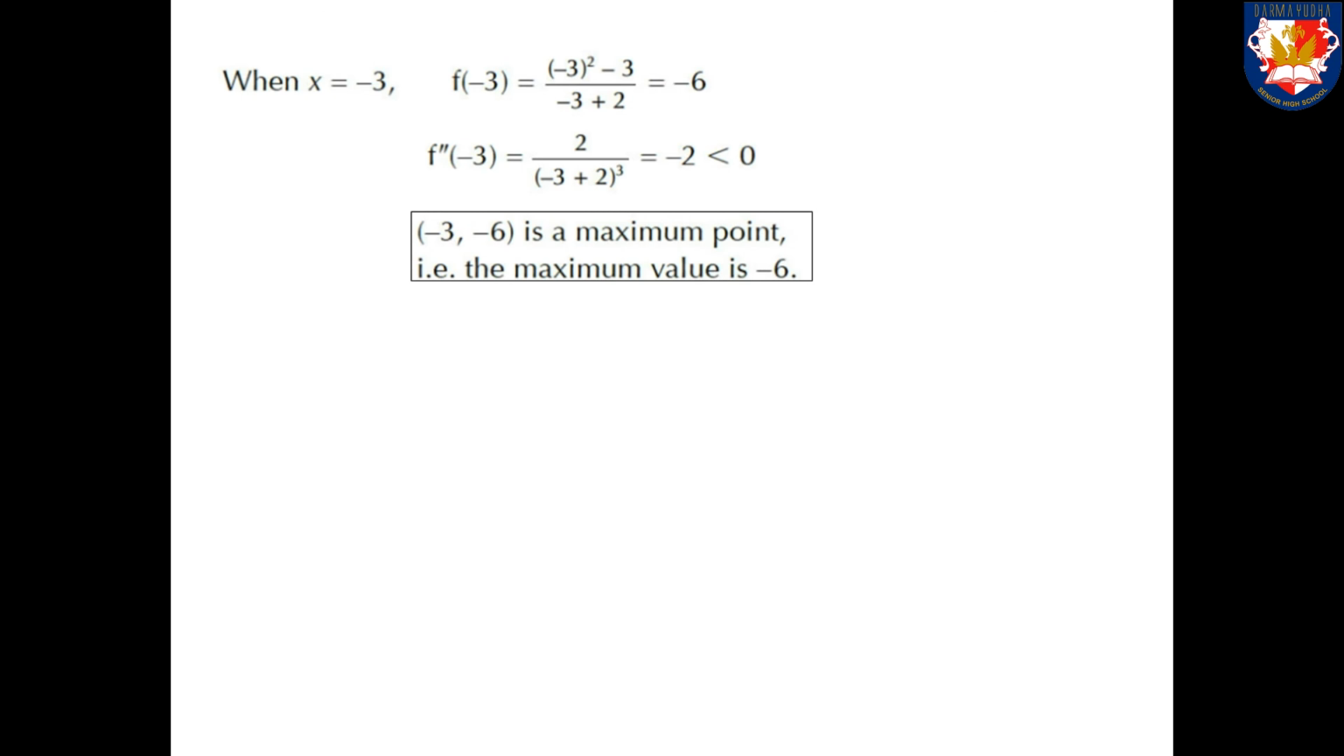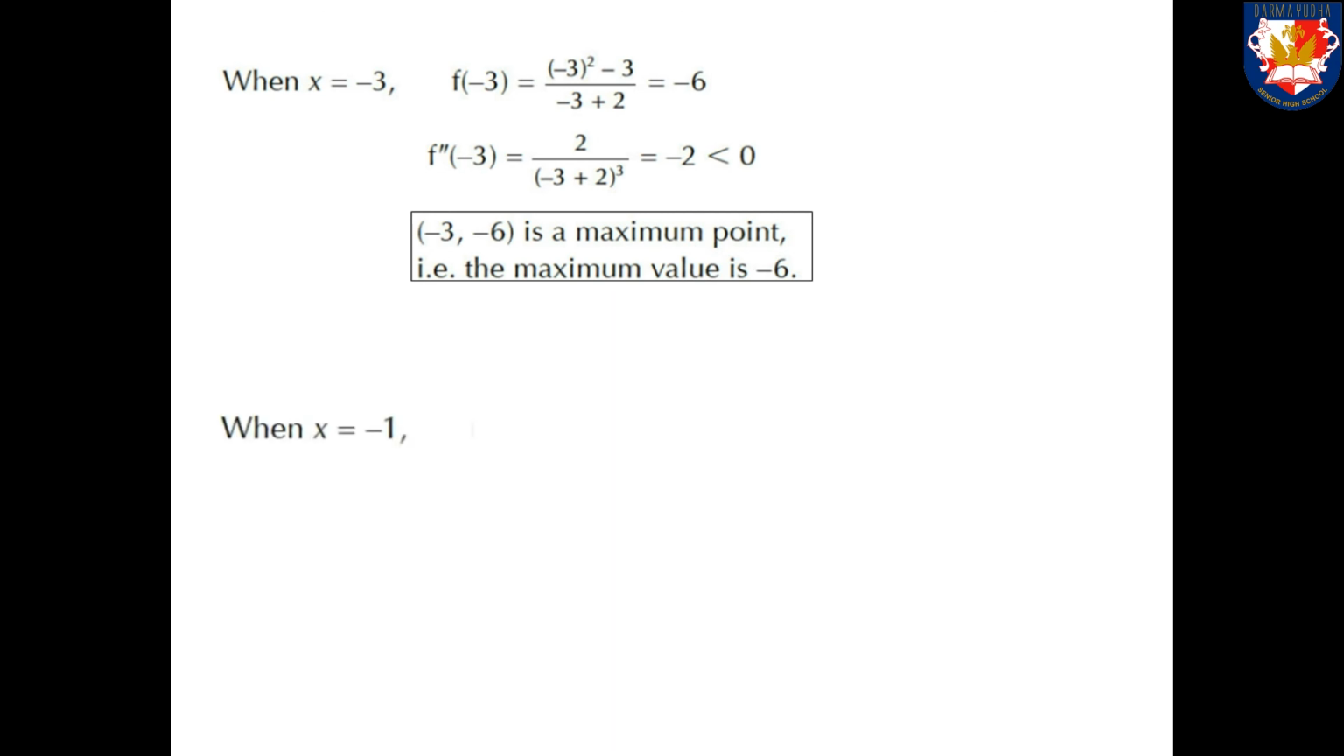Substitute the value of x equals minus 3, we obtain f(minus 3) equals minus 6. Substitute x equals minus 3 into the second derivative, we obtain 2 over (minus 3 plus 2) cubed equals minus 2, less than 0. So we obtain (minus 3, minus 6) is a maximum point. In other words, the maximum value is minus 6.